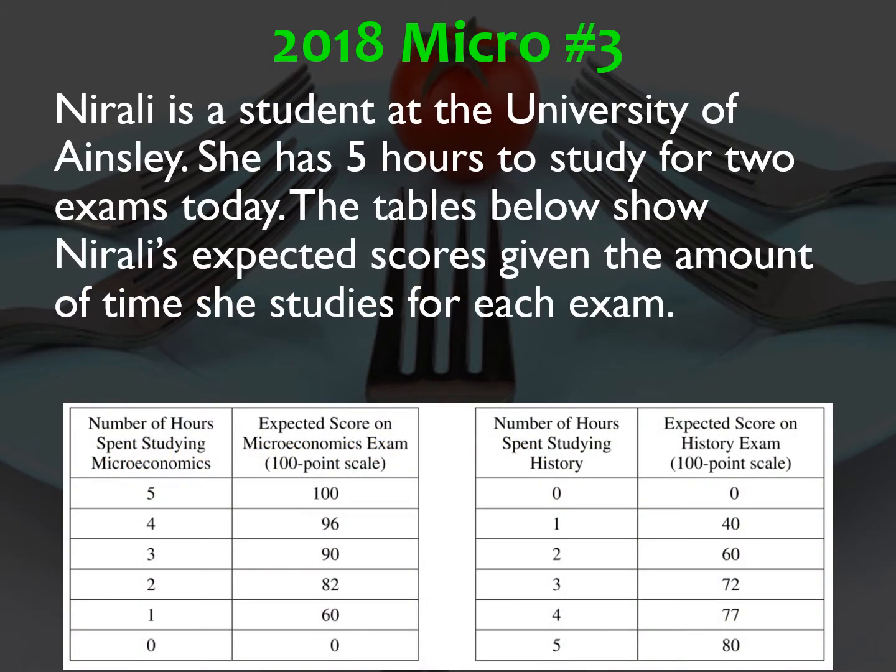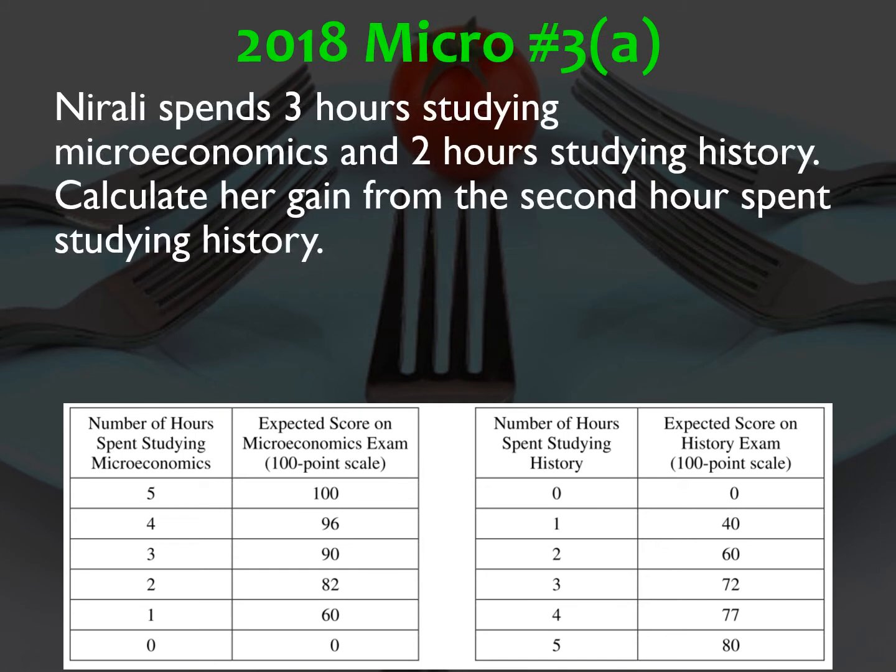Number 3, Nirali is a student at the University of Ainsley. She has 5 hours to study for 2 exams today. The tables below show Nirali's expected scores given the amount of time she studies for each exam. Part A, Nirali spends 3 hours studying microeconomics and 2 hours studying history. Calculate her gain from the second hour spent studying history.